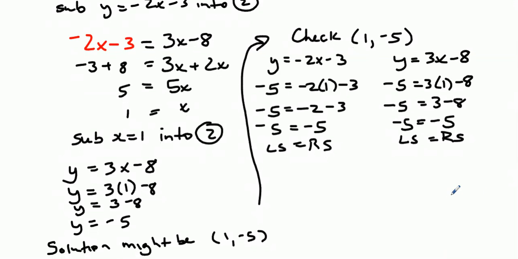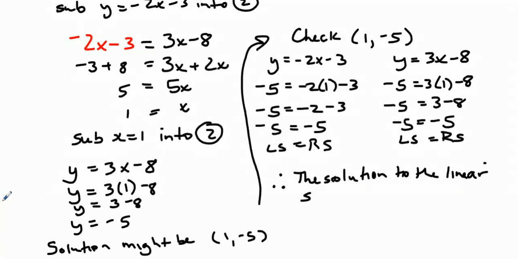So, last step, we're going to do a therefore statement. Therefore, the solution to the linear system is the point 1, negative 5. Okay? All right. Let's see if we can do another example.